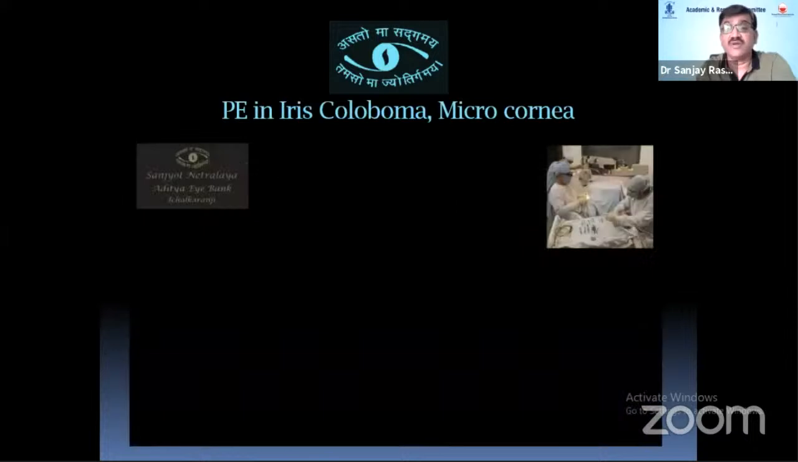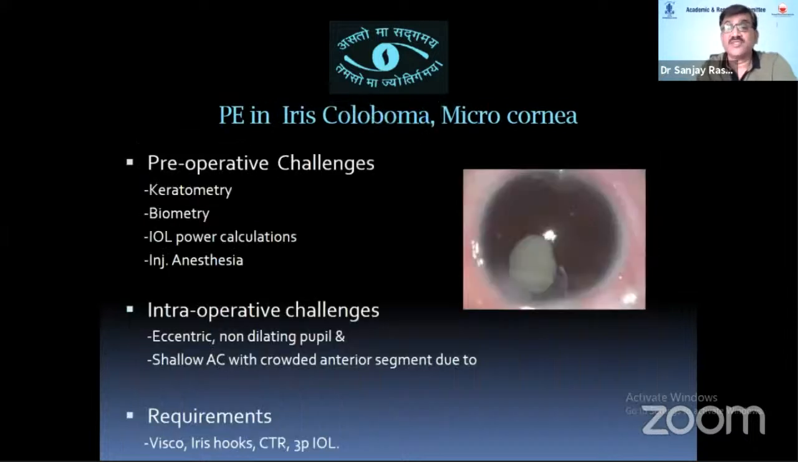So today I will be sharing, as Dr. Halsur has said, cataract surgery in iris coloboma and microcornea. During workup, the case is presented like this, and we may face challenges in the preoperative period doing accurate keratometry, biometer reading, and thus the IOL power calculation, and even peribulbar anesthesia will be tedious in these cases. Intraoperative challenges include an eccentric non-dilating pupil and a very shallow AC with a crowded anterior segment due to microcornea and a bulging hypermature cataractous lens.